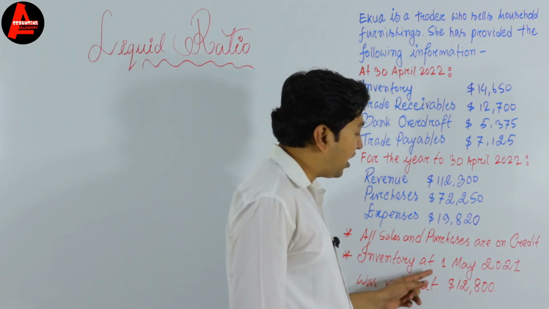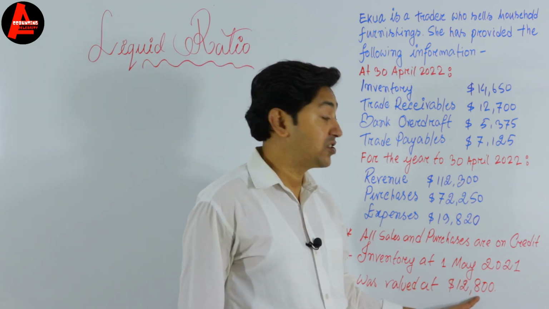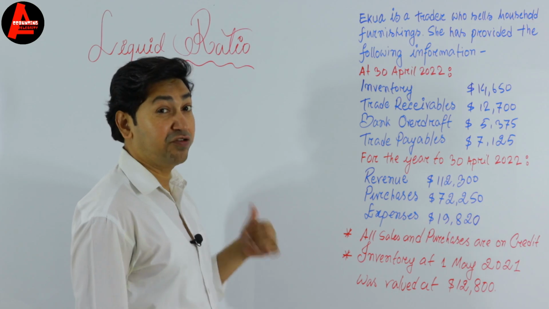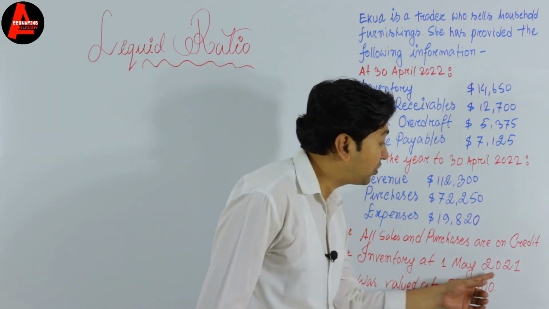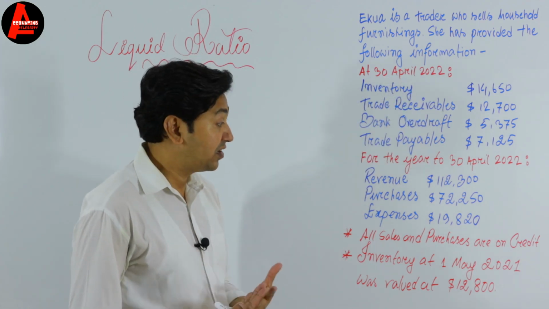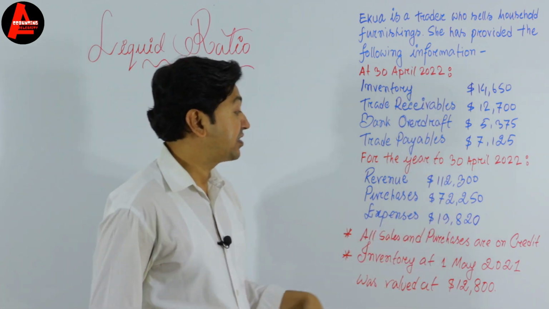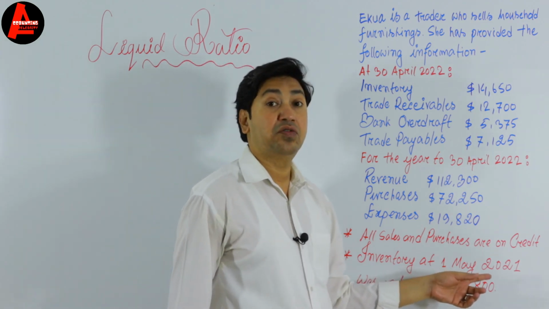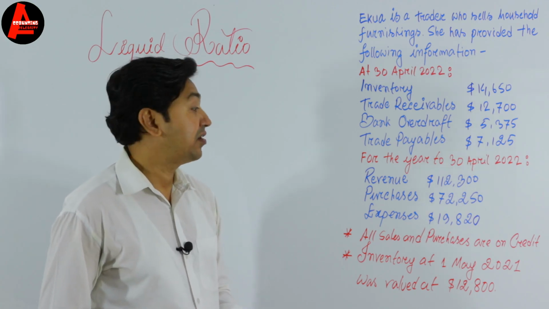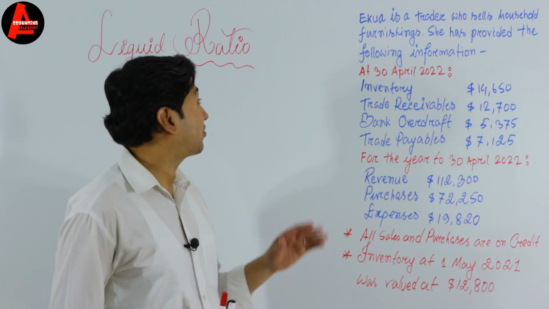Here we have inventory at 1st May 2021, valued at $12,800, and here we have one more inventory. Which inventory will be included to calculate the ratio? This one is 1st May 2021 and this one is 30 April 2022. This date is the beginning of the year and this is the end of the year. The business started at 1st May 2021 and ended at 30 April 2022, an accounting period of 12 months. Now the question is which inventory to include.